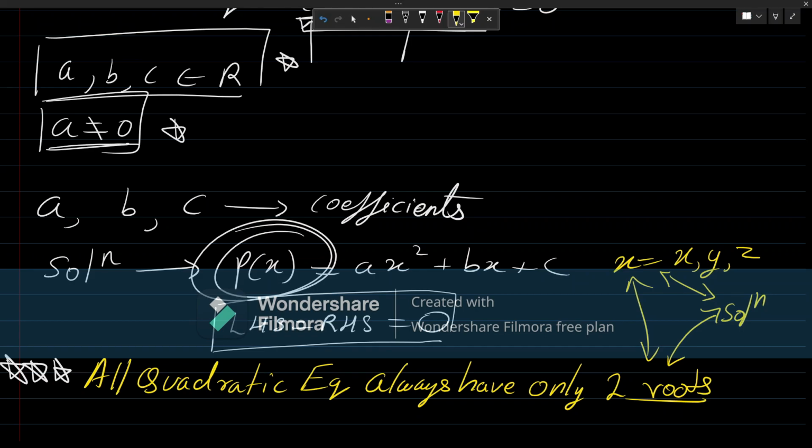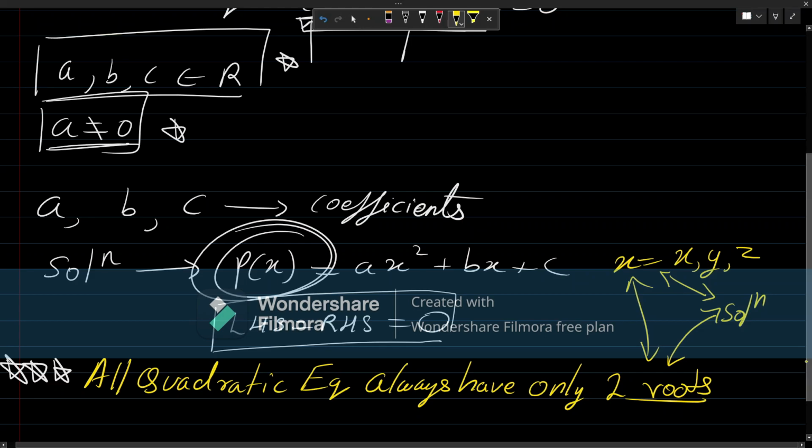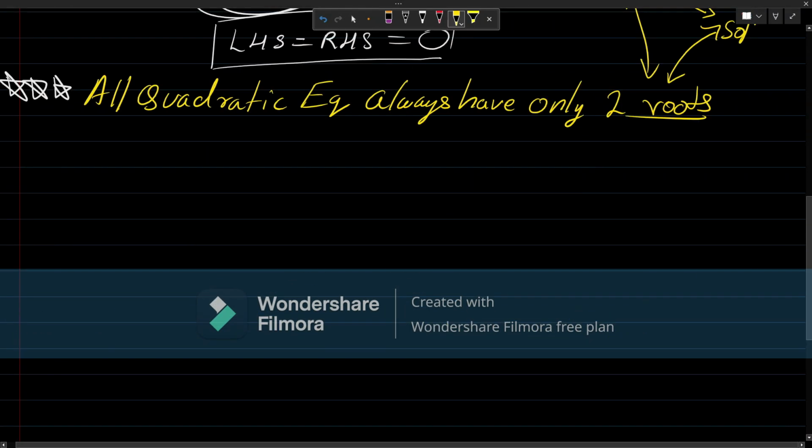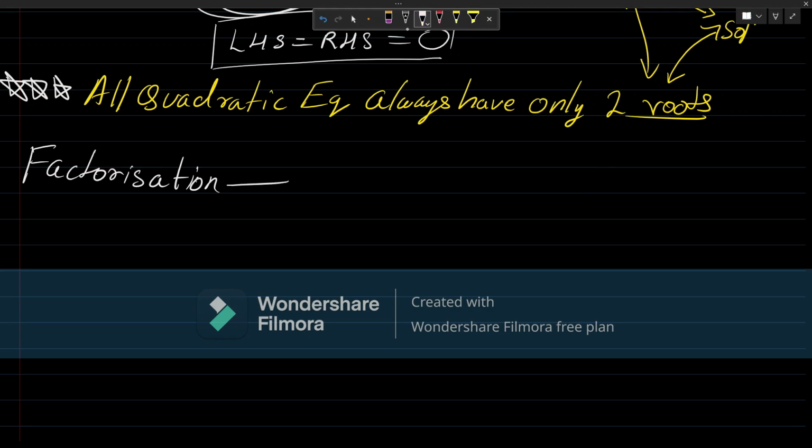Now let's talk about factorization. How do we factorize? Factorization is a simple method. Factorization, or you can say the middle term splitting method, they are the same thing. I'll write it over here so you don't get confused: middle term splitting.